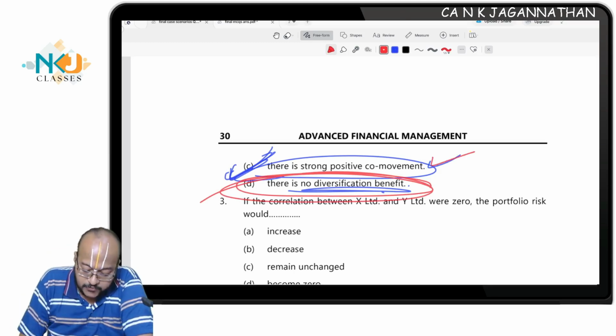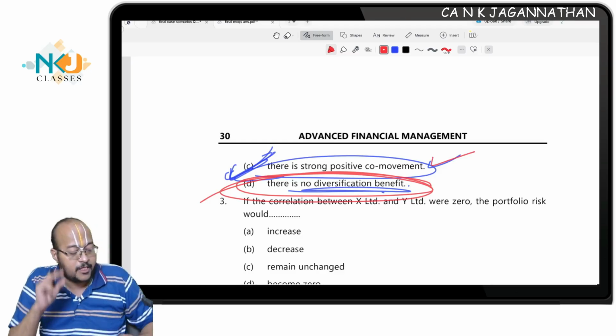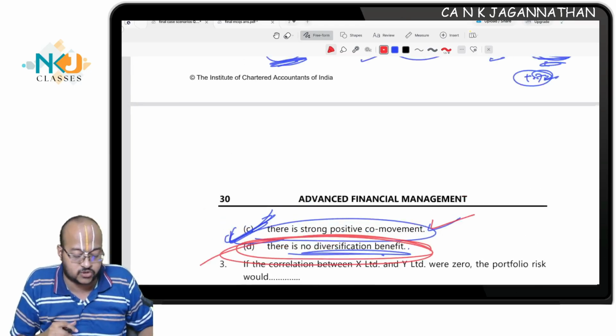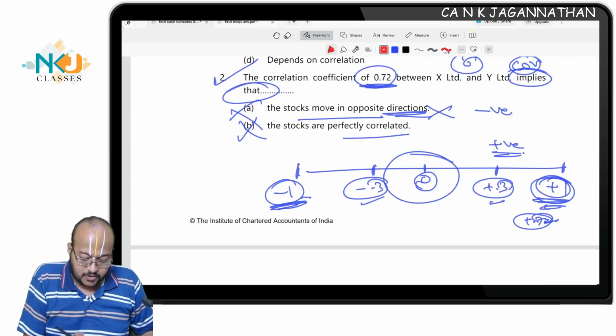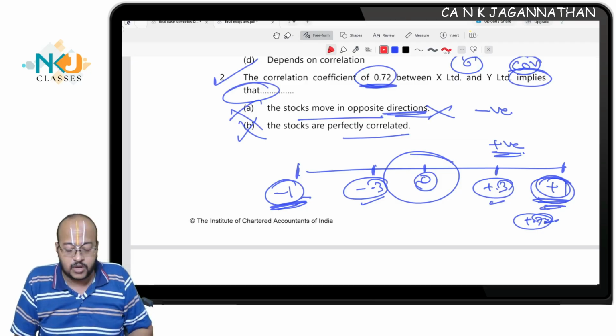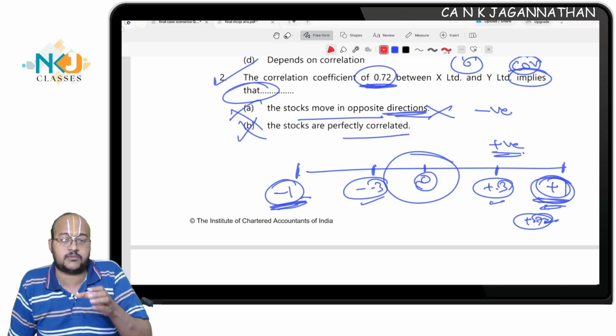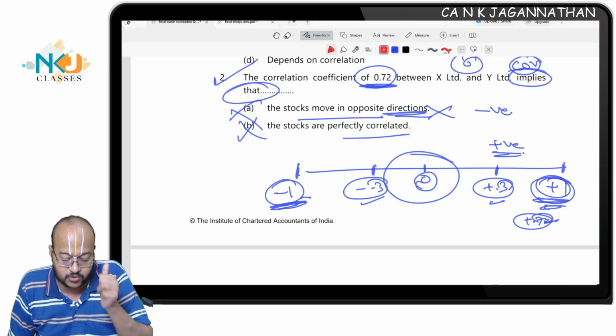Why? Because the last part says no diversification benefit is happening. You need to prove that is also wrong, right? How is it wrong? See, very simple. I have discussed it in detail in the regular lecture. I have told you many times. This is a core discussion in the diversification benefit, which you study under Markowitz portfolio theory.